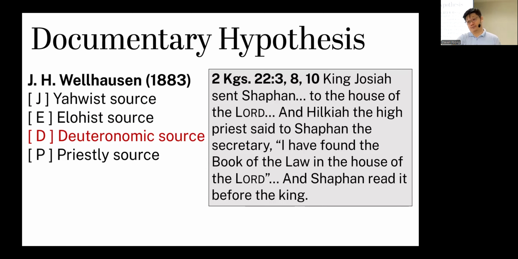His son didn't buy it. Josiah's son didn't buy it, right? The moment his father Josiah died, his son said, I think my dad forged this whole thing. And so, let's go back to polytheism. So that is Wellhausen's explanation. So those who hold to the documentary hypothesis would call Deuteronomy a pious fraud.